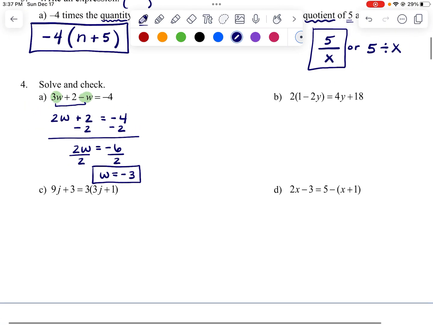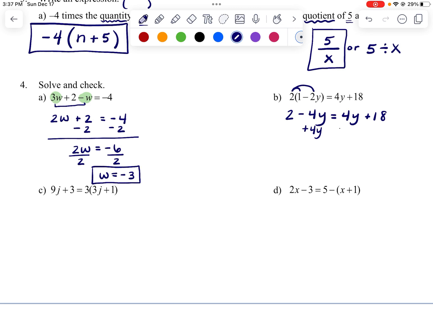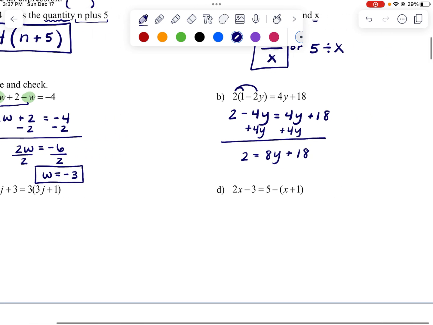So similar concept here. I need to distribute on the left-hand side. So 2, and then 2 times -2 is minus 4y is equal to 4y plus 18. So just solving for y, I would add the 4y to the other side. 2 equals 8y plus 18. I would subtract 18 from both sides.